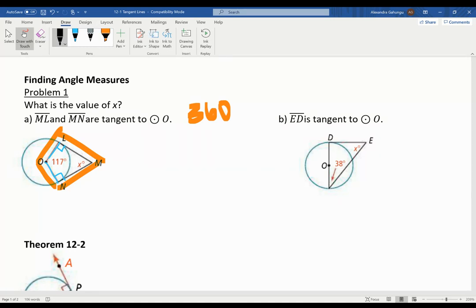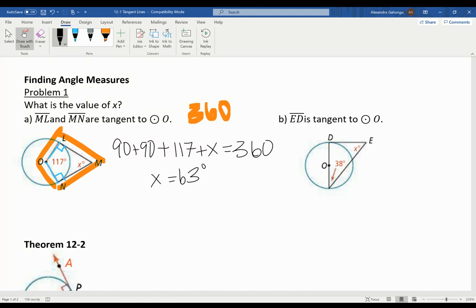So if I'm looking for my missing x, I know that I have two 90s. I want to rewrite that. And 117 in my quadrilateral plus x should add up to 360. So if I subtract 180, subtract 117 from 360, I'm gonna get 63. So x is 63.